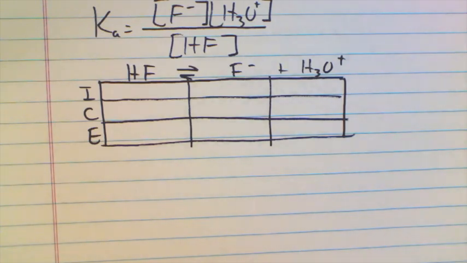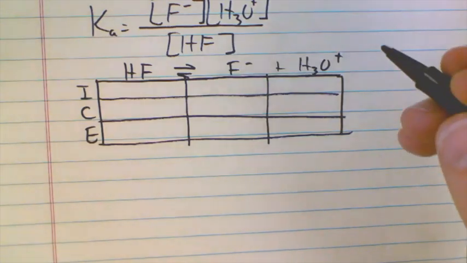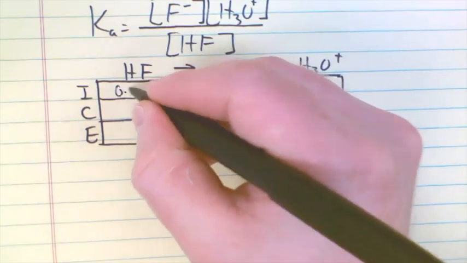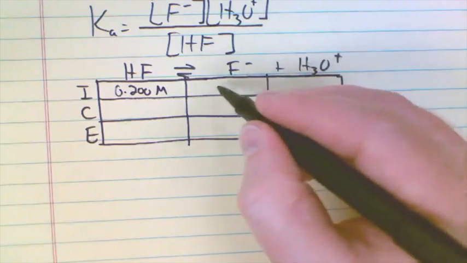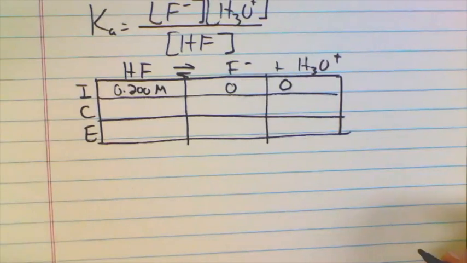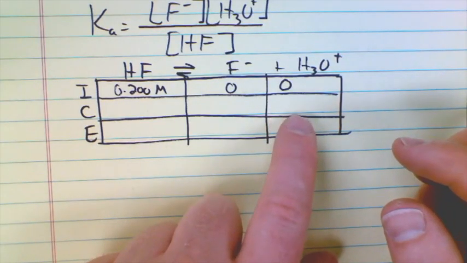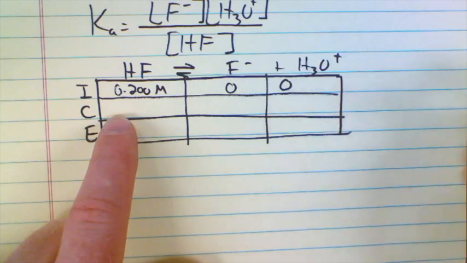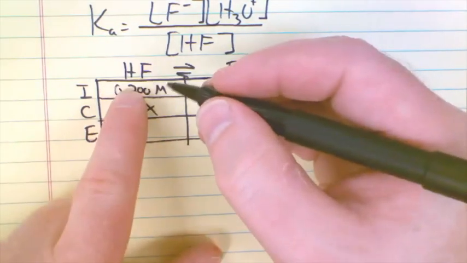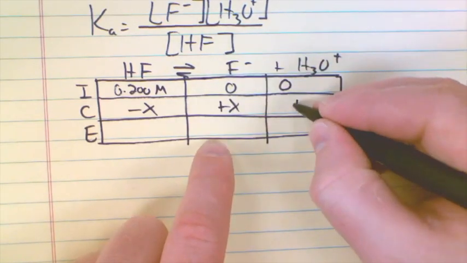Okay, so what do we know? Yeah, we know initially we got 0.200 moles HF. How much of this do we have initially? 0. So we got that down. We know we can put our change factors in, right? What's this one going to be? Minus x, because it's got to go down, right? Minus x, how about these ones? Yeah, these will both be plus x.